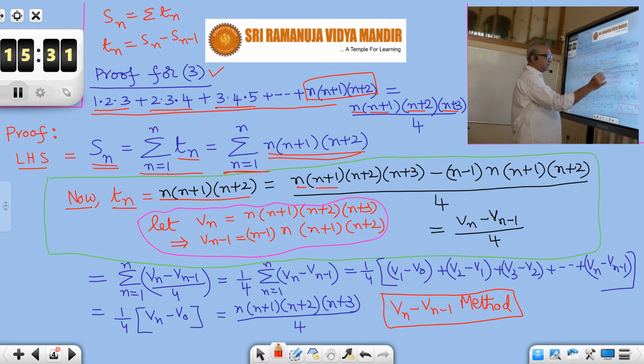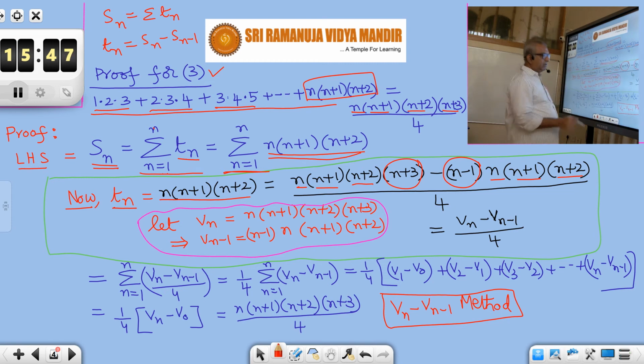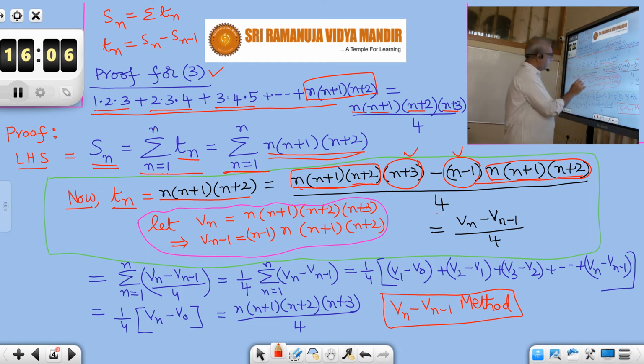n into n plus 1 into n plus 2 into n plus 3, one step forward. Next, n into n plus 1 into n plus 2, one step backward is n minus 1, whole by 4. How do you get 4? Here in the numerator, n into n plus 1 into n plus 2 is common. If you take that common in the bracket, you get n plus 3 minus of n minus 1, which is nothing but 4. That 4 and denominator 4 get cancelled. So you will get n into n plus 1 into n plus 2 only, which is equal to Tn.